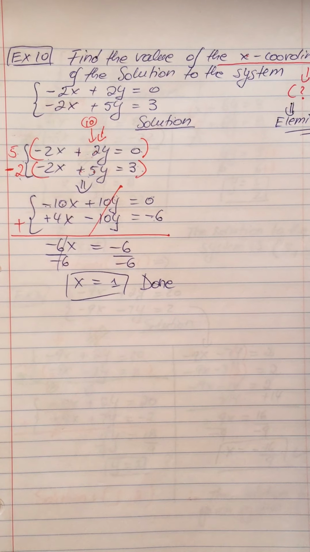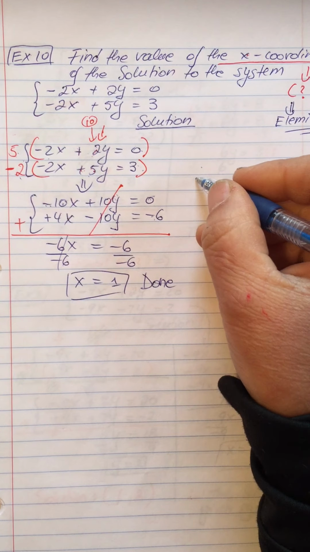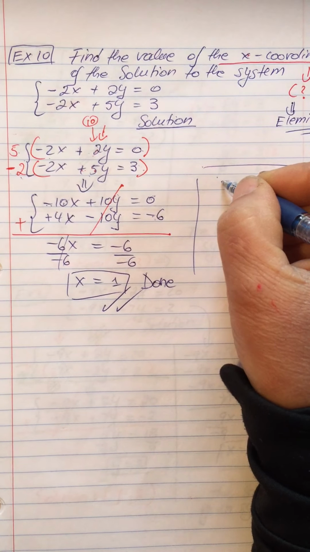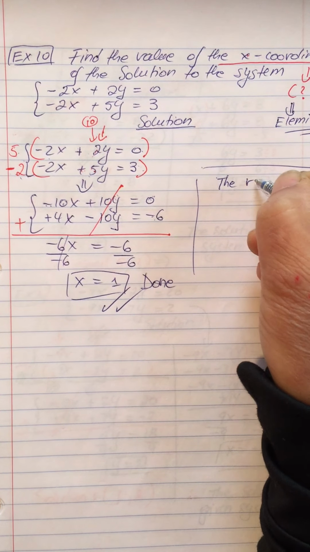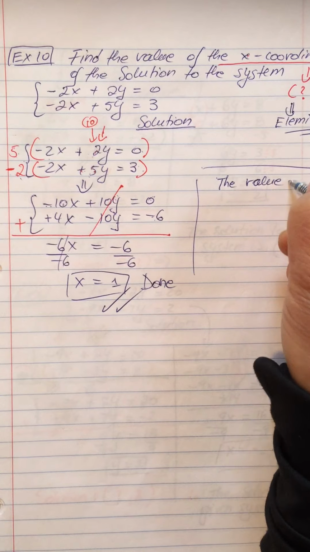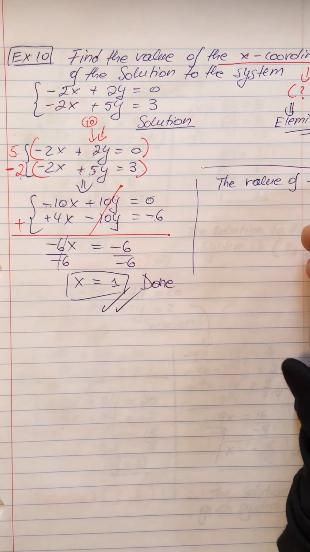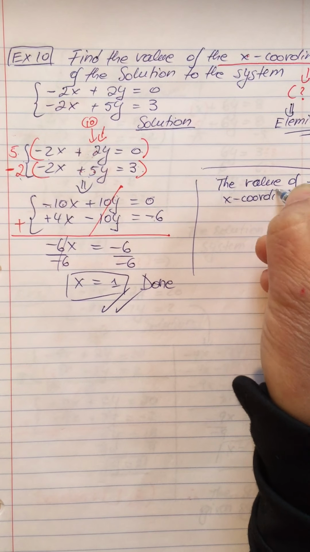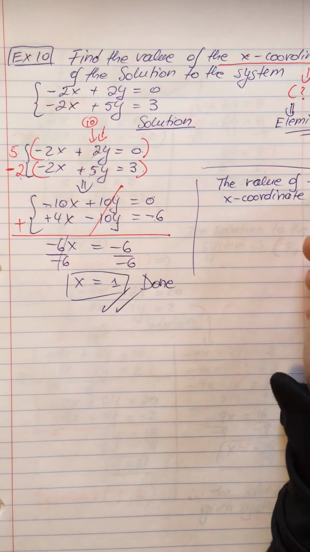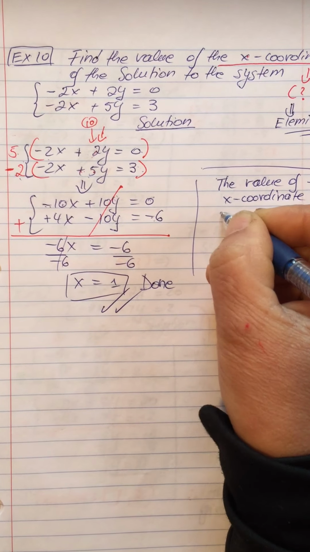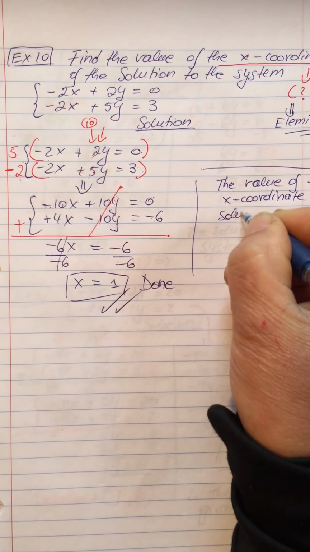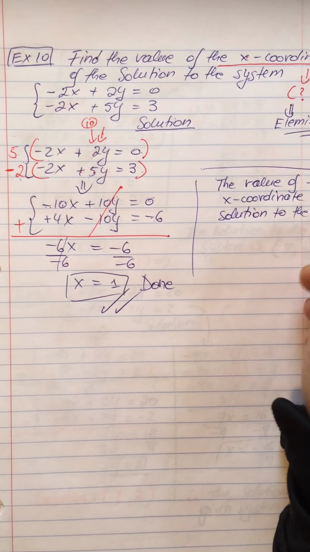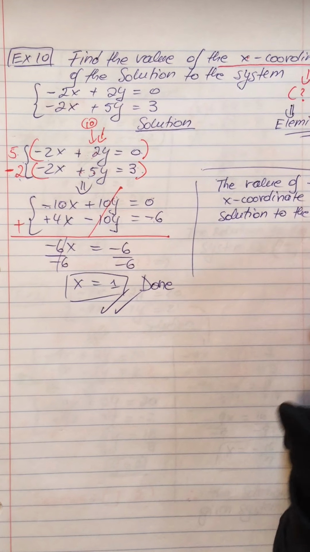Okay, so let me write the answer down. The value of the x coordinate of the solution to the system is 1.